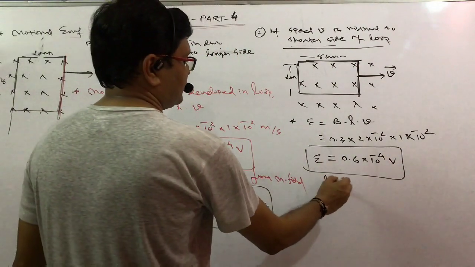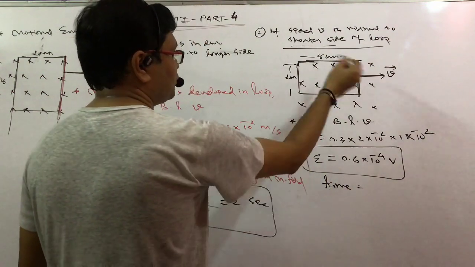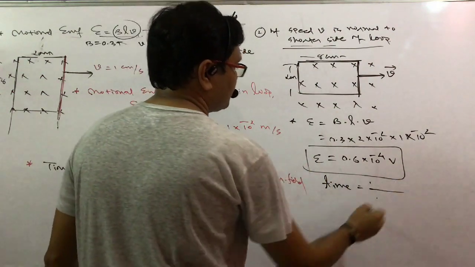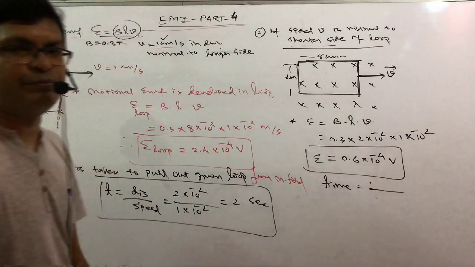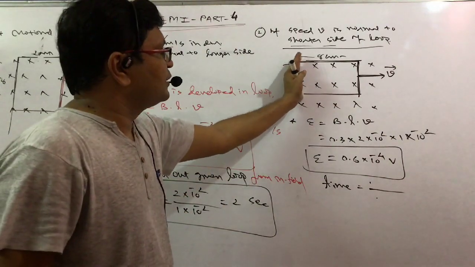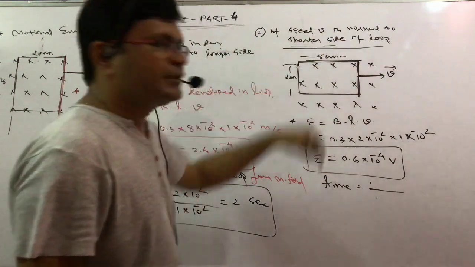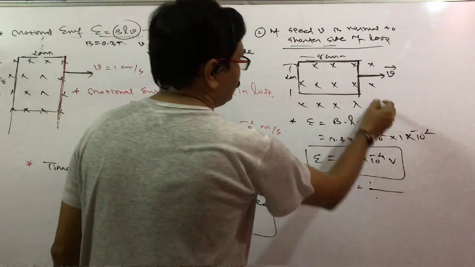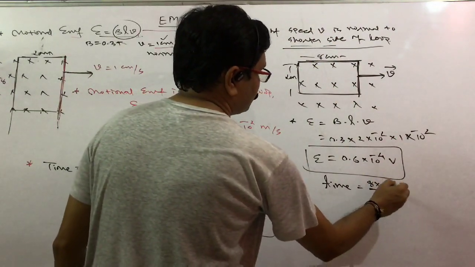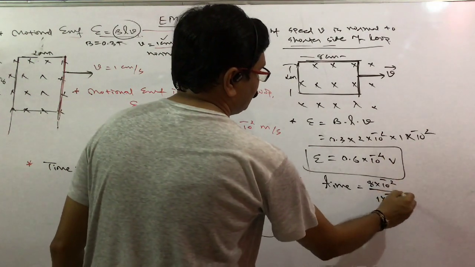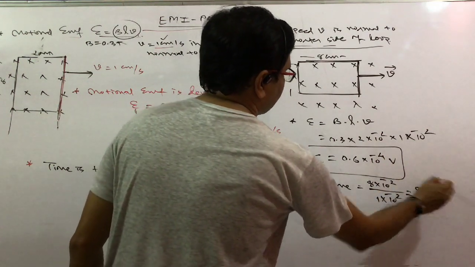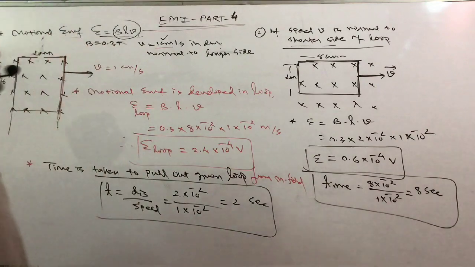And what is the time? So time taken to pull out this loop from the magnetic field is distance upon speed. What is the distance traveled? This is the most important. So this is 2 centimeter, 8 centimeter. For this end to come here, it has to travel a total of 8 centimeters distance, that is 8 into 10 raised to minus 2, speed already given, so it takes 8 seconds definitely. So this is the most time the numerical we have discussed.